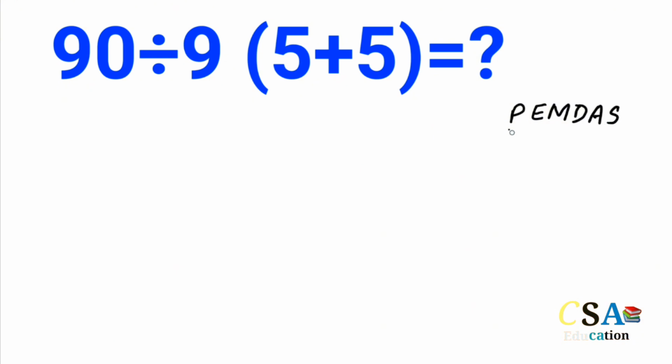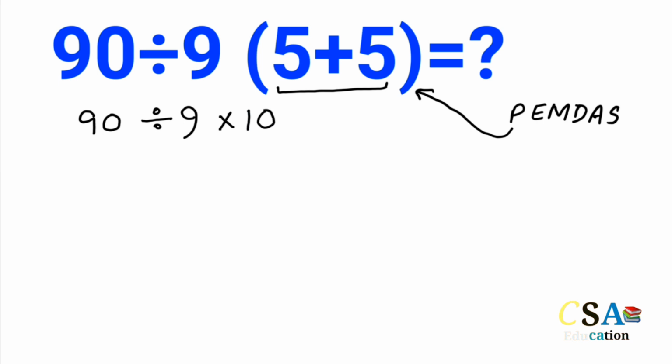PEMDAS rule, P stands for parentheses, and we have to solve first of all parentheses. So 90 divided by 9 times 10. 5 plus 5 is equal to 10.